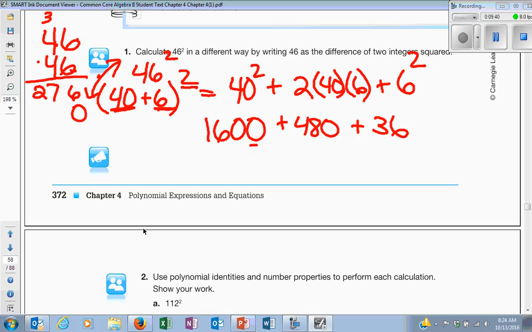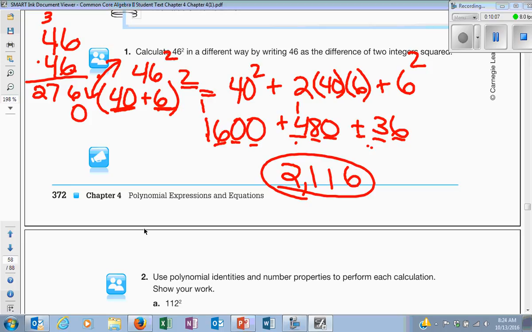Well, 0 plus 6 is 6, and 0 plus 8 plus 3 is 11, carry a 1. 6 plus 4 is 10, plus 1 is 11. Do I have any hundreds over here? So that's just 11, carry my 1. 1 plus 1 is 2. There's no thousands place here or here, so it's just 2,116.